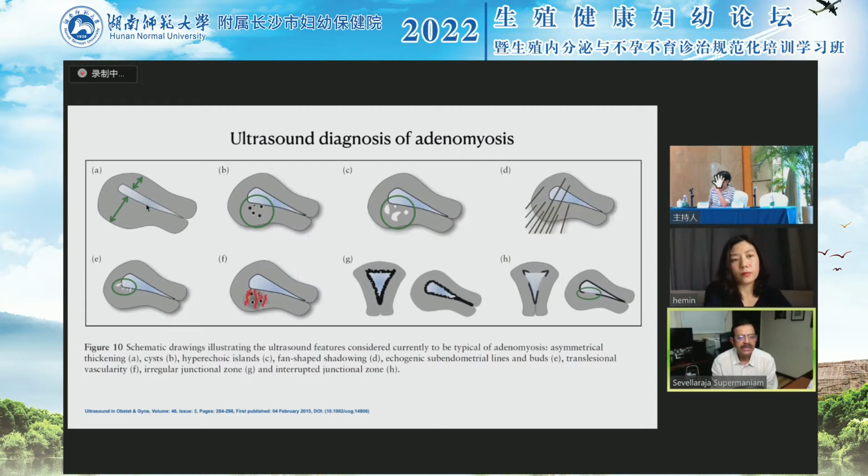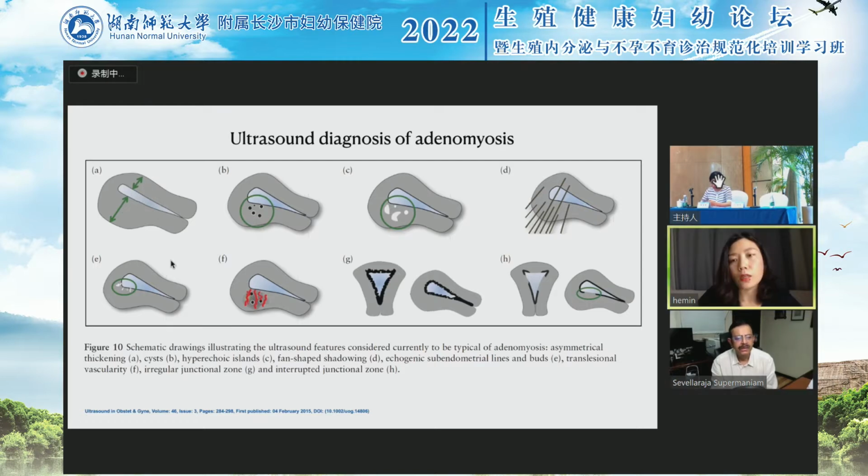When we look at ultrasound diagnosis of adenomyosis, there are basically 8 different features. The first one that we usually see is called asymmetrical thickening, which means that one part of the uterus is thicker than the other part. Other aspects are B, C, D, E, F, G, and H.